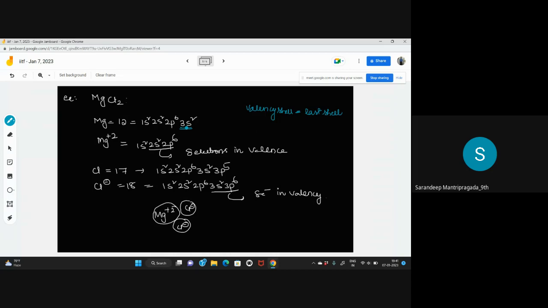Okay, sir. In the last shell, only two electrons are there. Even if a duplet configuration is there, it's stable only, no, sir? Then why should magnesium transfer, sir?